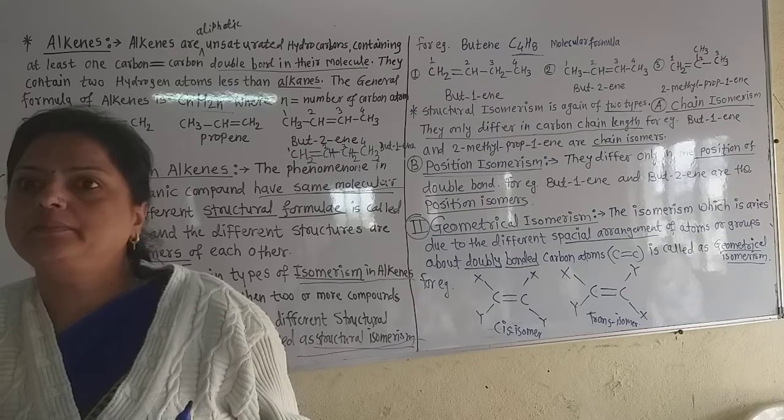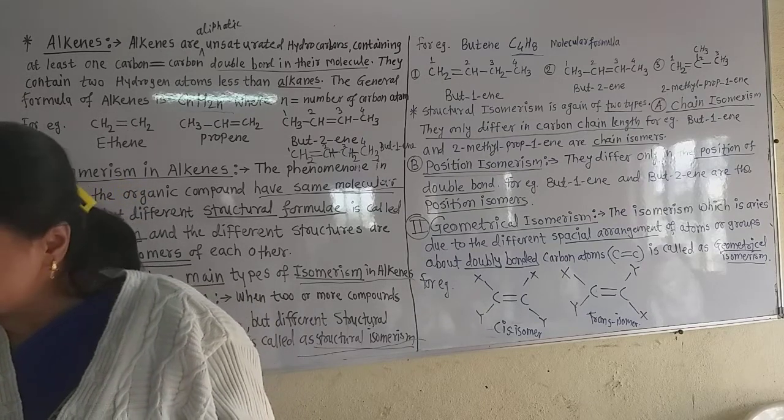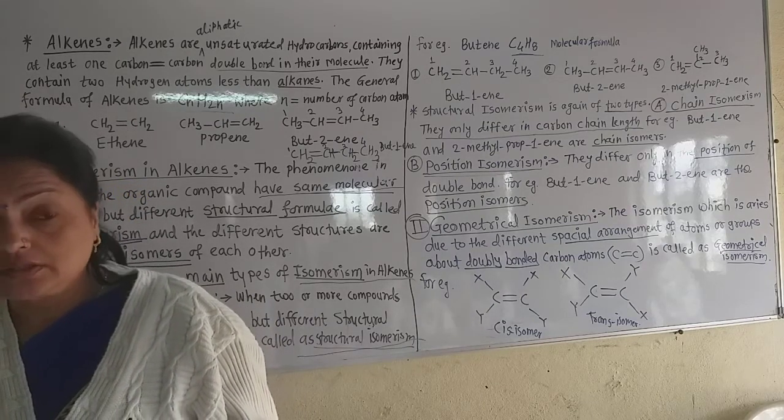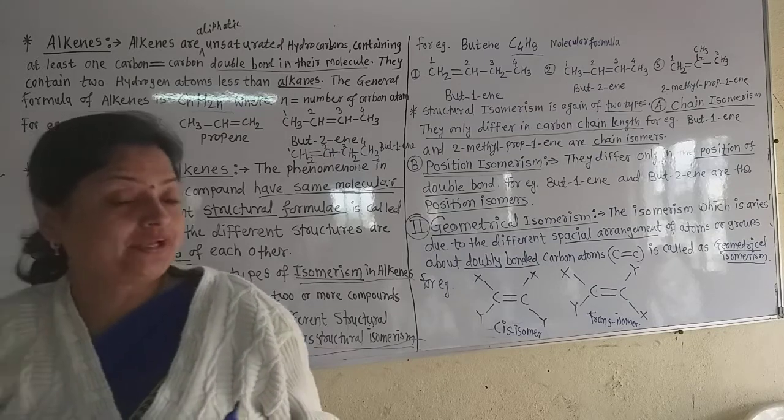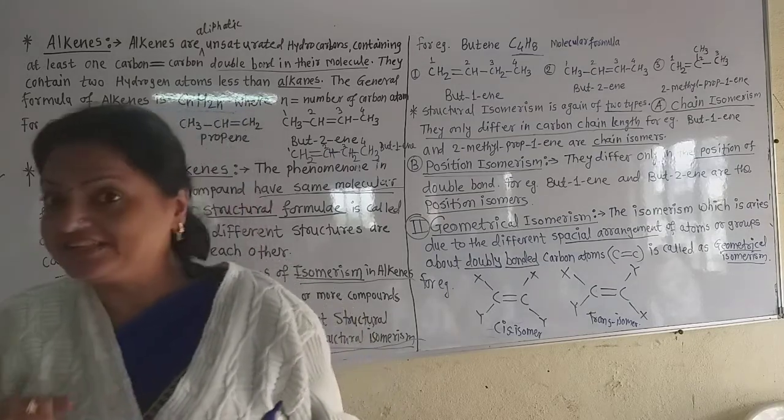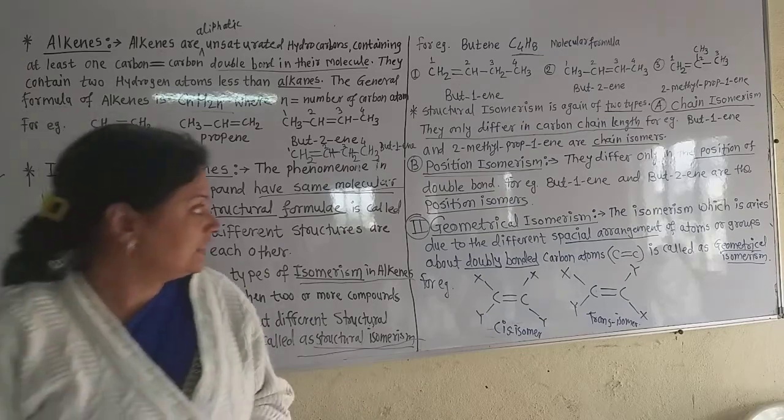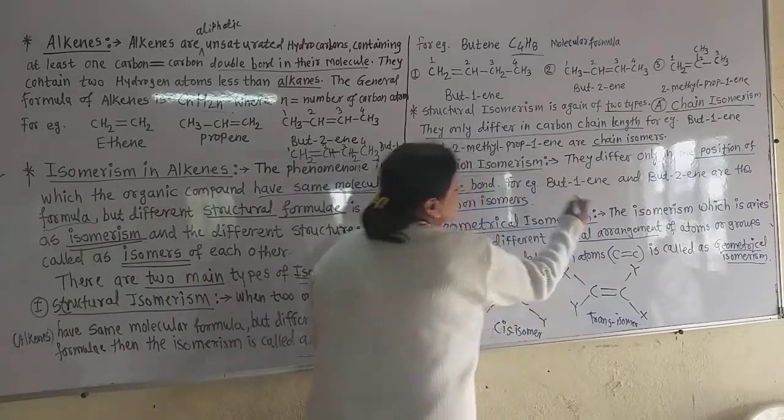Now the second main type of isomerism, that is very important. That is a very interesting topic. Now see, pay attention, very interesting topic. Now that is geometrical isomerism.